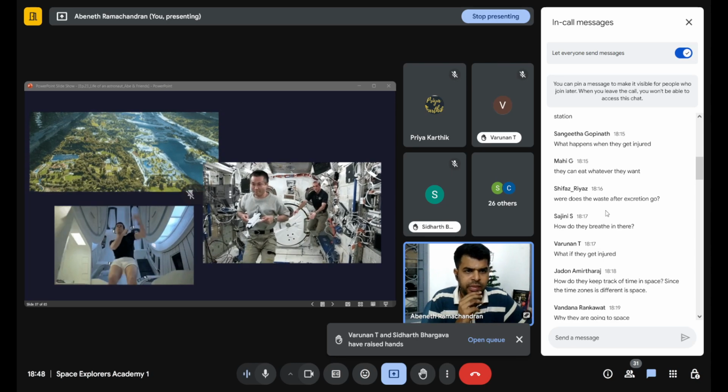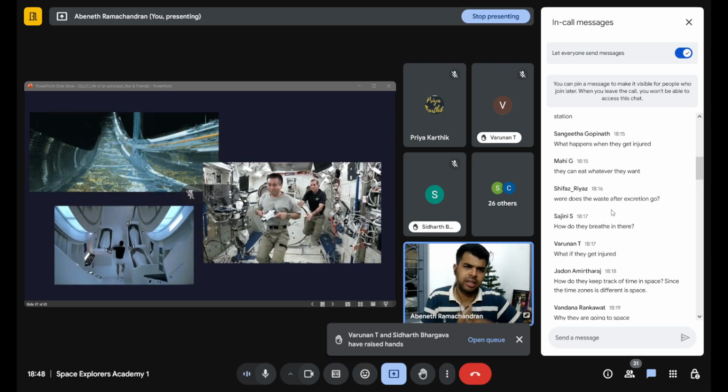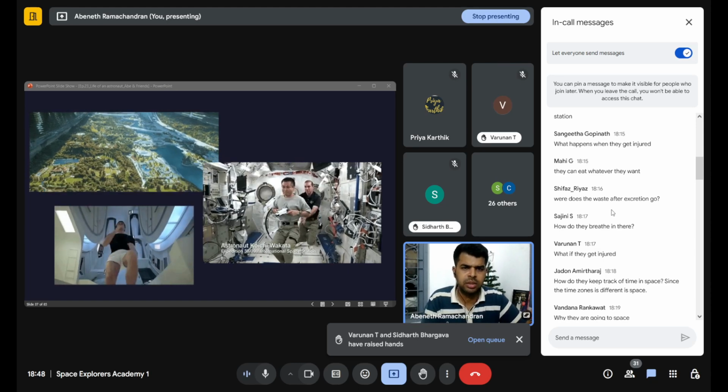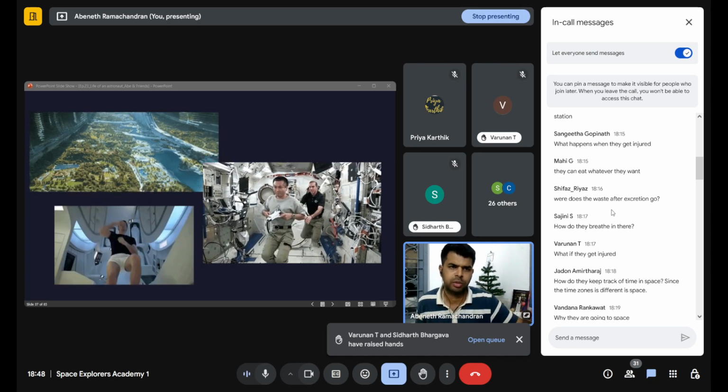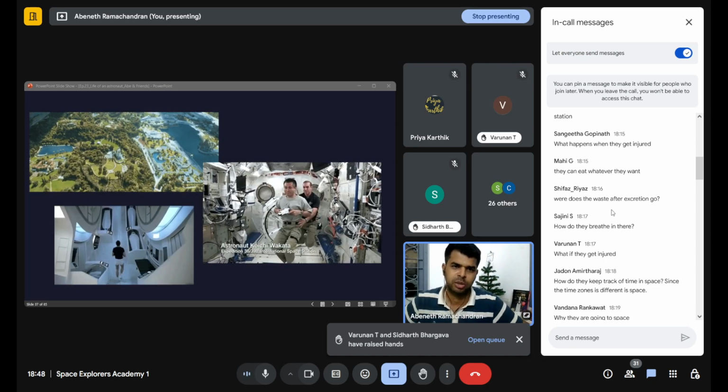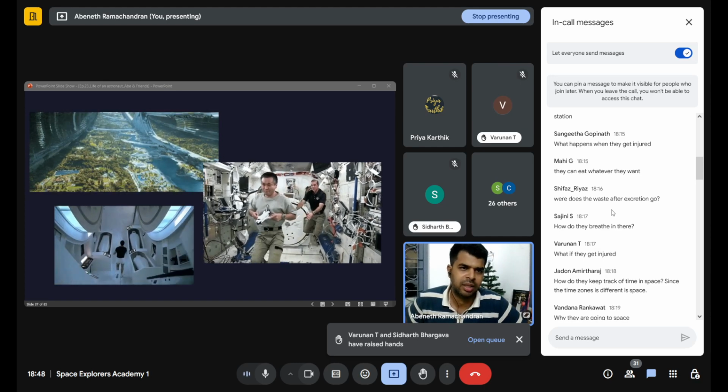Where does the waste after excretion go? They will keep it inside the vehicle, and every 6 months they will send it back to Earth. Nothing gets thrown into space. There is no eject button in space, so it's not allowed to dump anything in space.